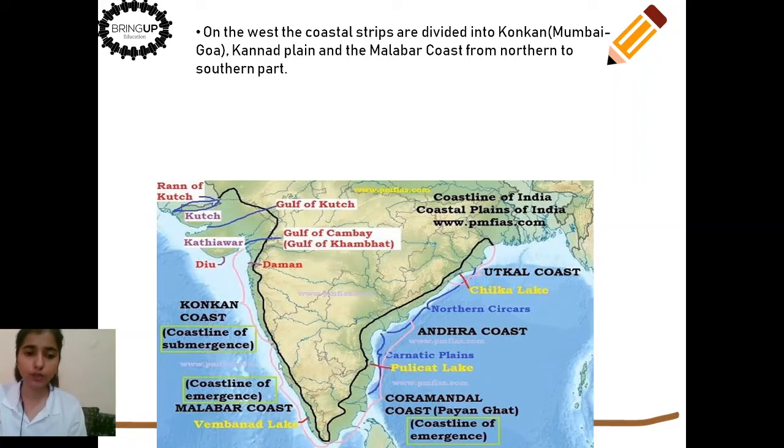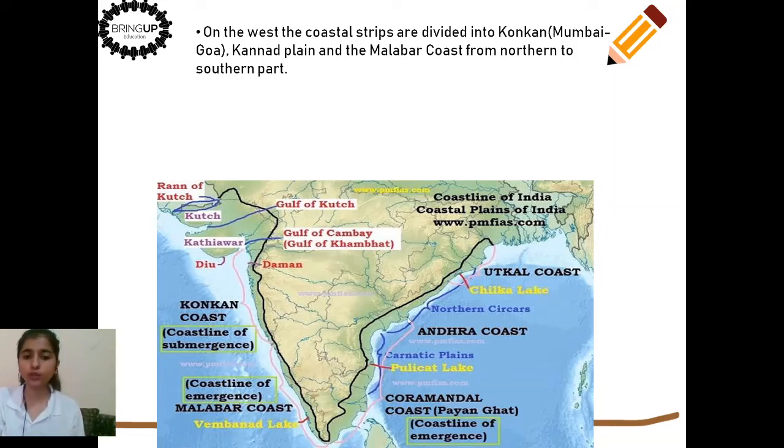Here it is the west coast. So the west coast is divided into three. The Konkan coast. So you can see this is the pink portion marked and it is marked over here. It is the Konkan coast, and the second one is the Kannar plain. Kannar plain is not marked in this map, but we can find the Kannar plain between the Konkan coast and the Malabar coast over here. The third one is the Malabar coast, which is towards the south. So starting from the north to the south, we have the Konkan coast, the Kannar plain and the Malabar coast.